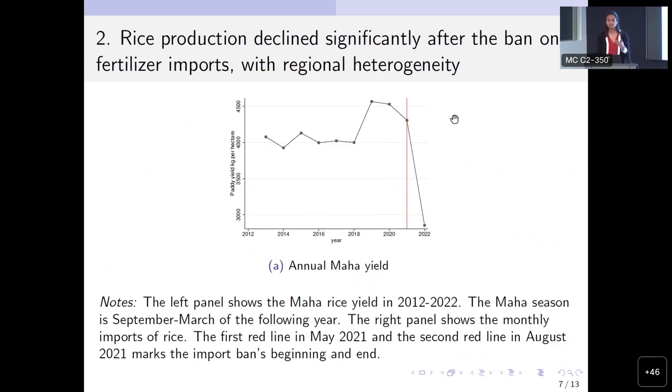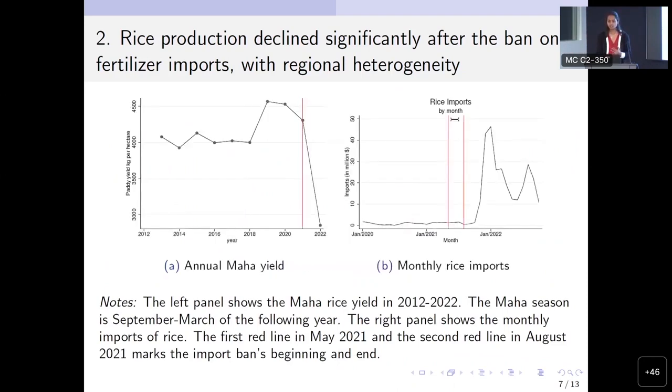Now, at the same time, you see this decline in production, you see a huge increase in rice imports into the country. From a level of virtually zero rice imports, Sri Lankan rice imports became about $40 million in January 2022, which is a more than 100,000% increase. Now, we see that there was a decline in fertilizer imports into the country. We also see a decline in production. For now, we only have the results for rice. Other crops are in the making.